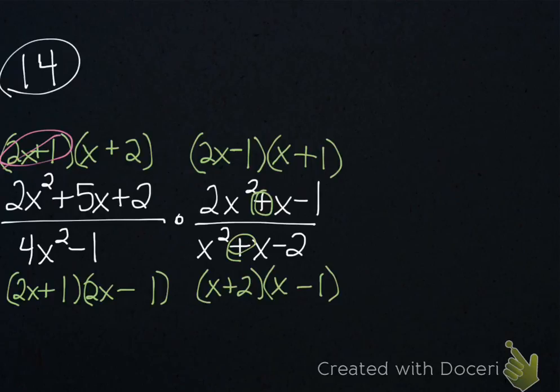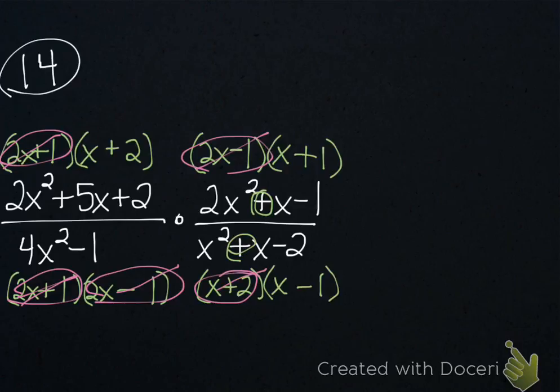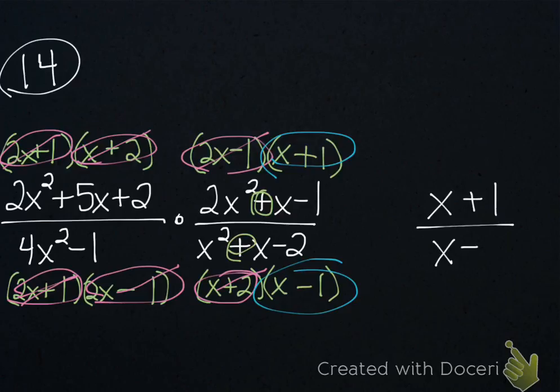I have a 2x plus 1 and a 2x plus 1. Okay, I have a 2x minus 1 and a 2x minus 1. I have an x plus 2 and an x plus 2. That leaves me with an x plus 1 on top and an x minus 1 on the bottom. No, we cannot cancel out the x's and just divide the 1's. We have to leave them in. This concludes all the practice for multiplying rational expressions.